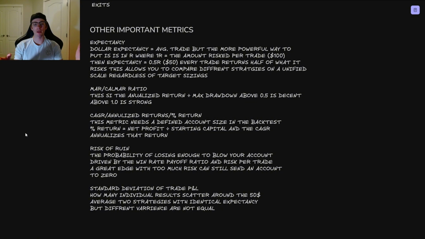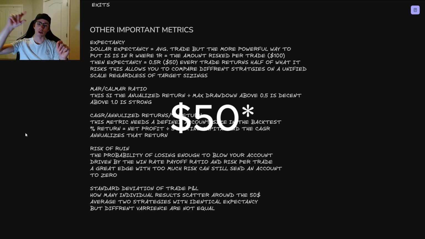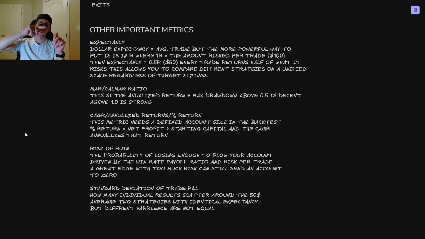And then finally, we have our standard deviation of trade P&Ls. So it's how many individual results scatter around the $50 average. So two strategies with identical expectancy, but different variance are not equal, right? So if we have our $50 on the line, our standard deviation of trade P&Ls, right, we could have some that are super wavy, we can have some that are super straight, even though they have the same average.